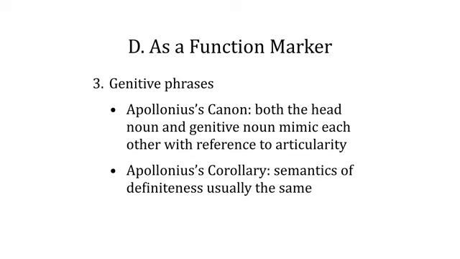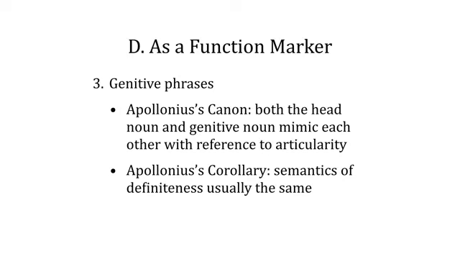Why is it called Apollonius' canon? It's named after the Greek grammarian Apollonius Dyscolus, who lived in the 2nd century AD or CE. Apollonius Dyscolus wrote this massive grammar, and one of the things that scholars have gleaned from it that has been extremely helpful is that when you have a noun and a genitive noun modifying it in regimen, both nouns have the article or both nouns lack the article. That's Apollonius' canon. They mimic each other with reference to articularity.